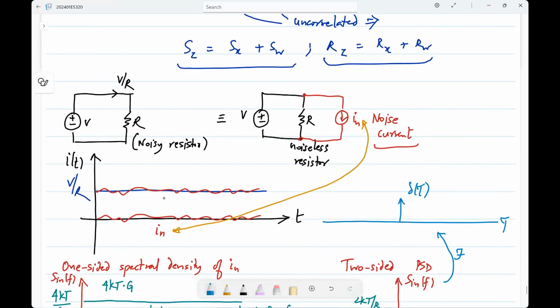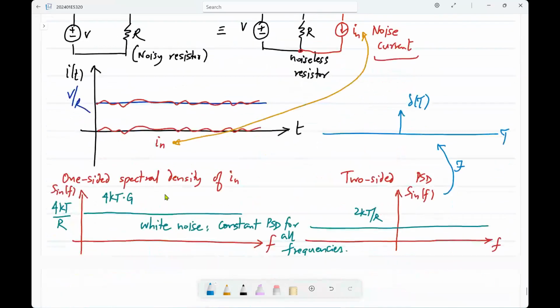What is the multiplier? What is the scaling factor? What is that? 2kT by R. Yeah, it is 2kT by R. If it is constant for f equal to minus infinity to infinity, that constant is the multiplying factor, right? So this is 2kT by R delta of tau.